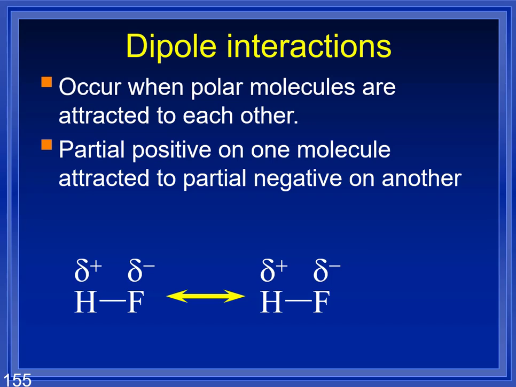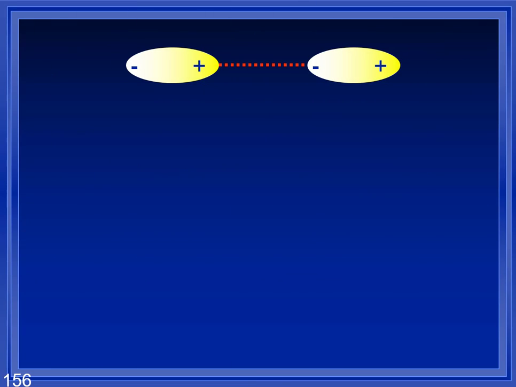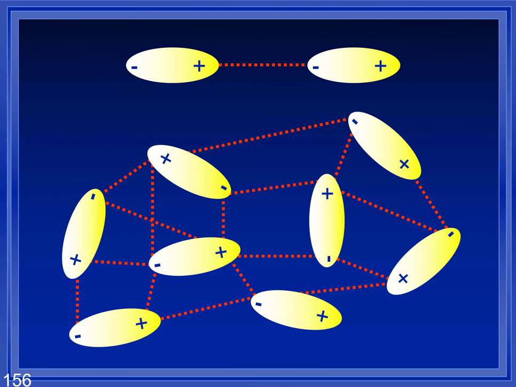Seem reasonable? Positive on one, negative on the other. So two HF molecules would be attracted to each other. So in a liquid, got positives and negatives attracted to each other, and they're all attracted all throughout. So this is a fraction of a second, a fraction of a second in the life of a liquid.